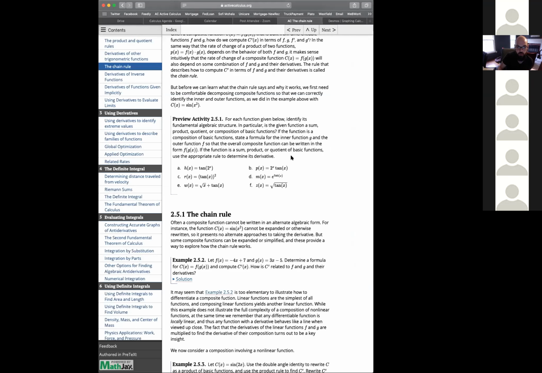Okay, so bring up preview activity 2.5.1. Again, the instructions are to identify function composition if it's there. We've done A together. If it's not there, like this one right here, there's no function composition. You should identify this as product rule. Then we would take the derivative of that function.